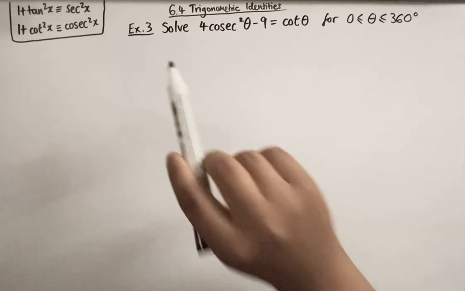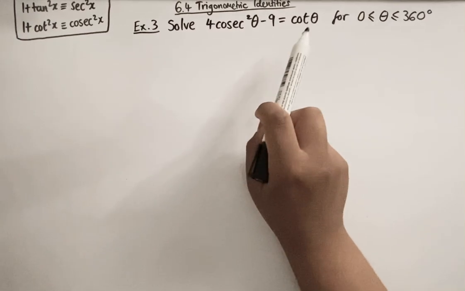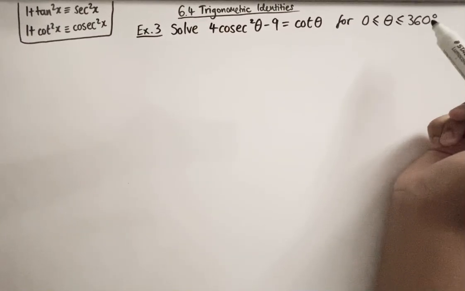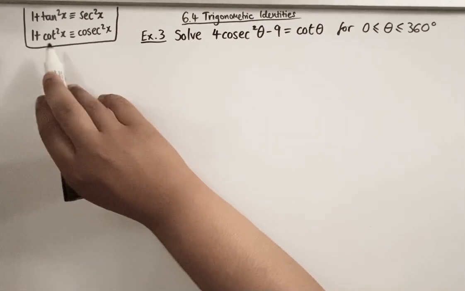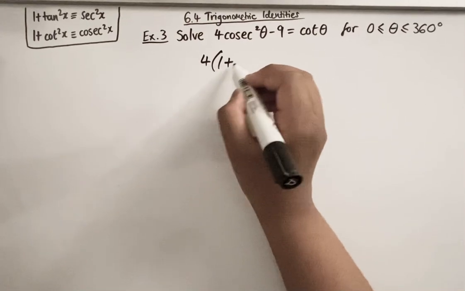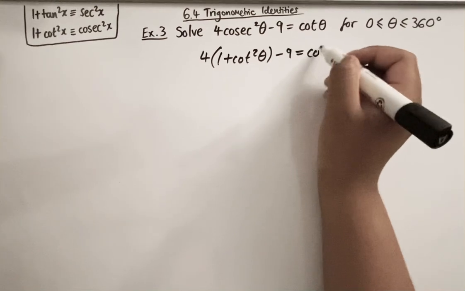Let's do one last example. Let's solve 4 cosec squared theta minus 9 equals cot theta for the range 0 is less than or equal to theta, which is less than or equal to 360 degrees. Cosec squared theta is 1 plus cot squared theta. So we can rewrite this as 4 times 1 plus cot squared theta minus 9 equals cot theta.